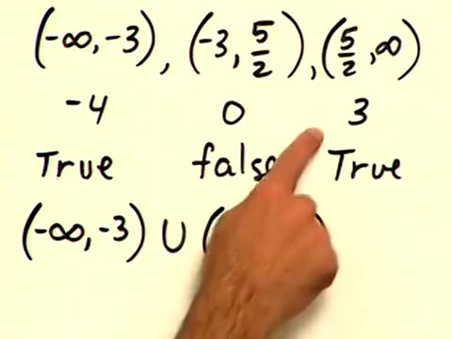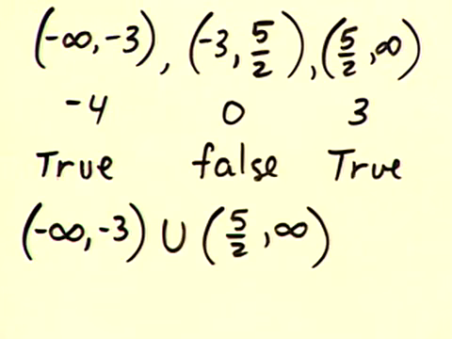Next, I tested 3, which is in my last interval, and found it to be true also. It was a solution of the quadratic inequality. So every other point within that interval is also a solution.